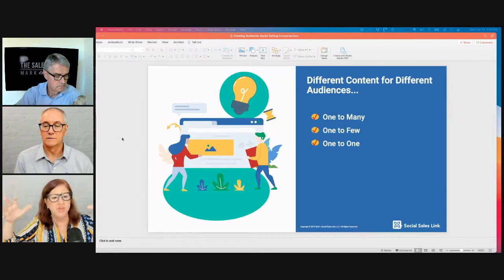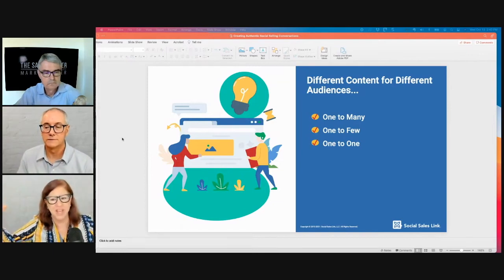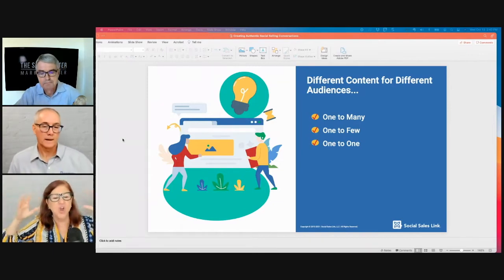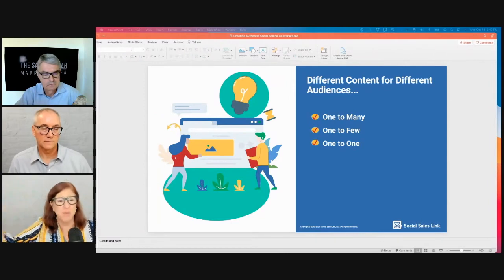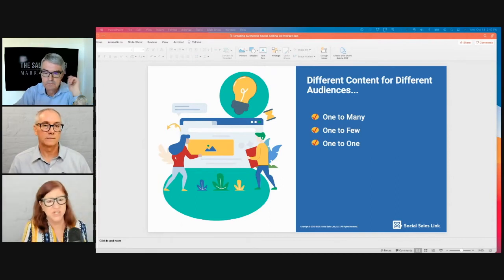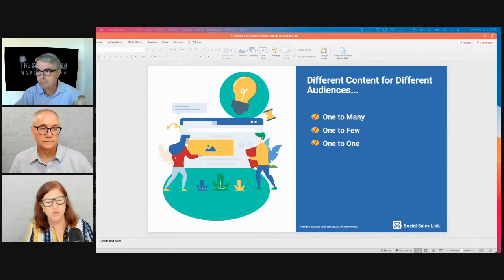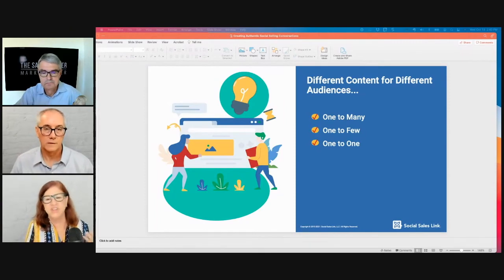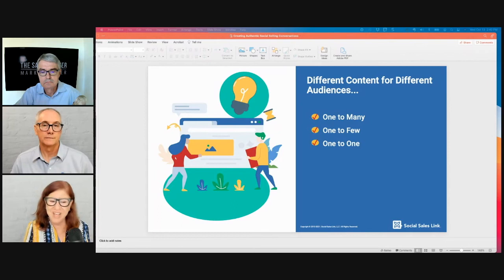But there's content for one-to-many. This is what we put on our newsfeed. Lots and lots of people are going to like it. We're not targeting. We may think we're targeting people, but you never know who it's landing in. Then there's one-to-few, where we have a templated message. Maybe we look up all of our CROs and we have one message that we send to each of them. It's in the inbox, but there's nothing really personal about it.